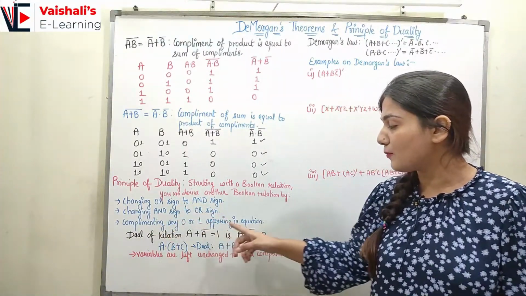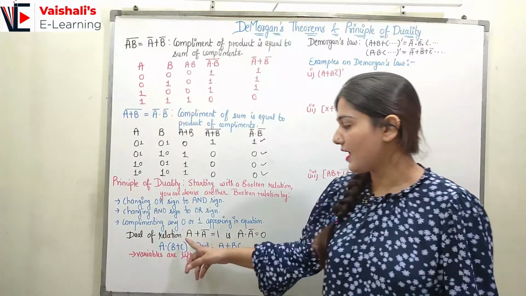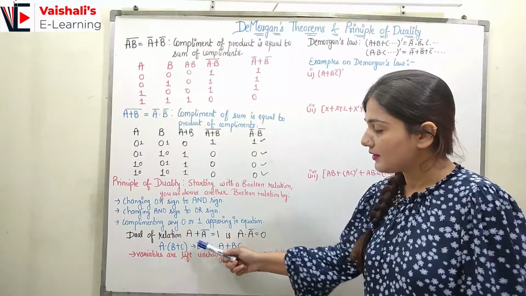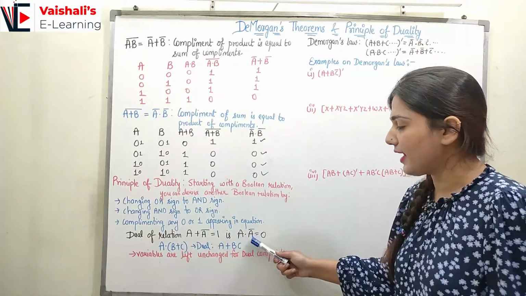Complement any 0 or 1 appearing in the equation. For example, if I have A plus A bar is equal to 1, here the OR sign is converted to the AND sign, right?